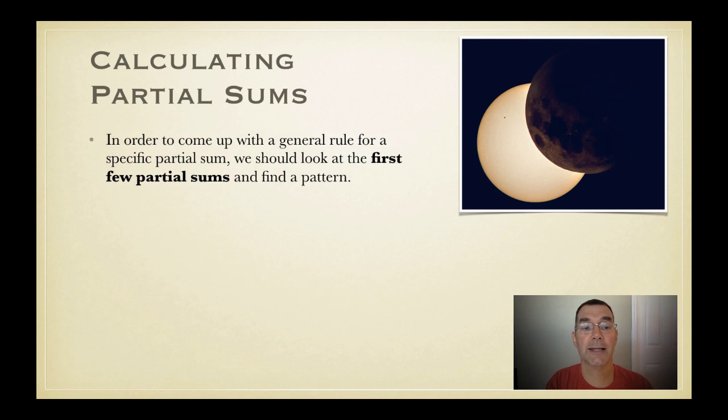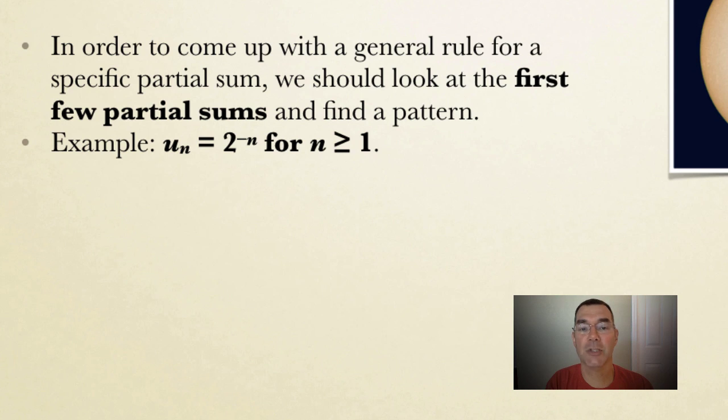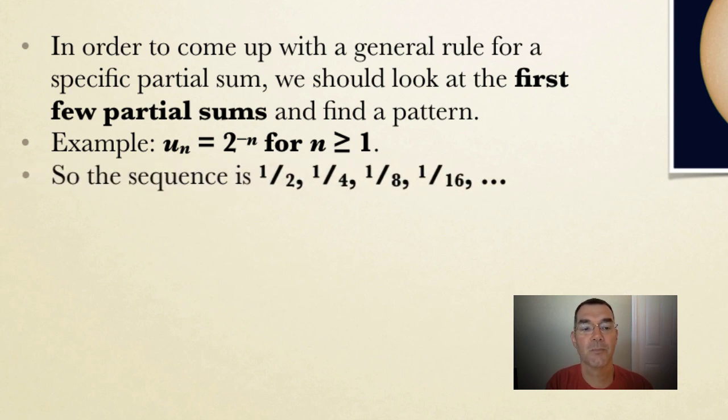So how do we calculate them? Well, in order to come up with a general rule, I figure out what the first few partial sums are, and I see if I can find a pattern. For example, if the nth term is 2 to the negative n, starting at n equals 1 and going up, then 2 to the negative 1 would be a half, 2 to the negative 2 would be a fourth, 2 to the negative 3 would be 1/8, and 2 to the negative 4 would be 1/16. So that's the sequence. Now I need to find the partial sums.